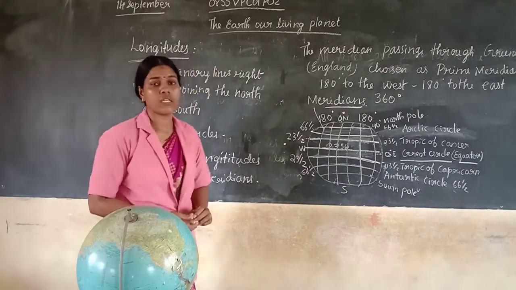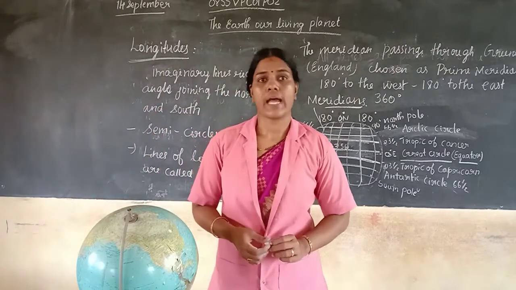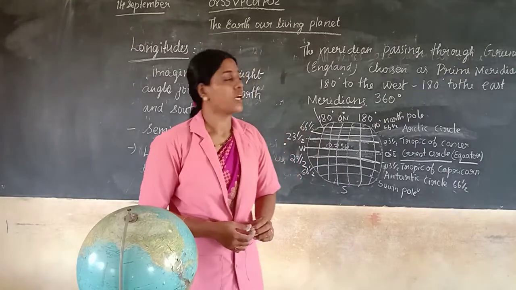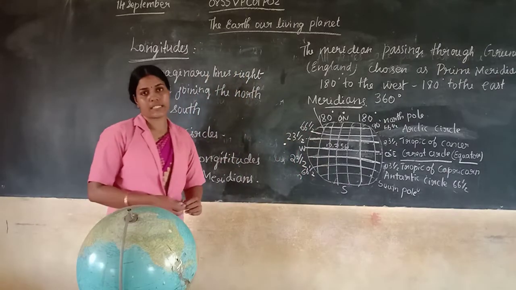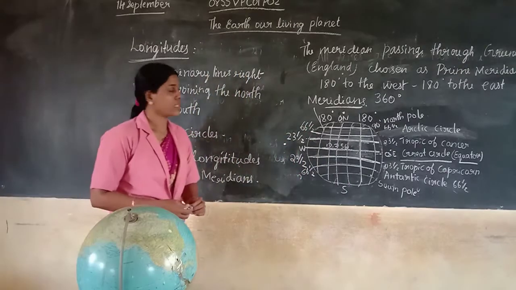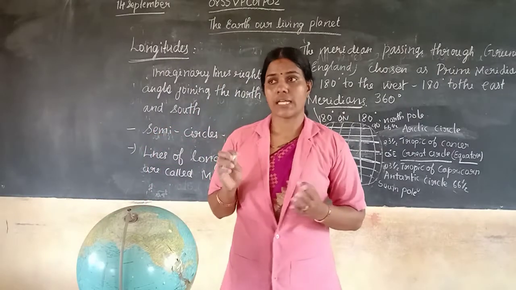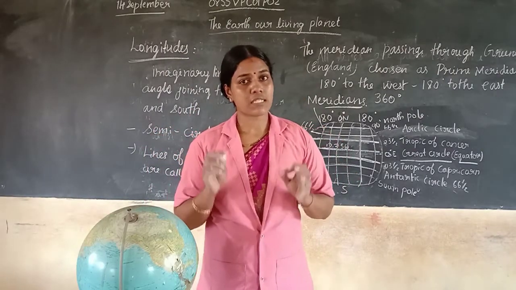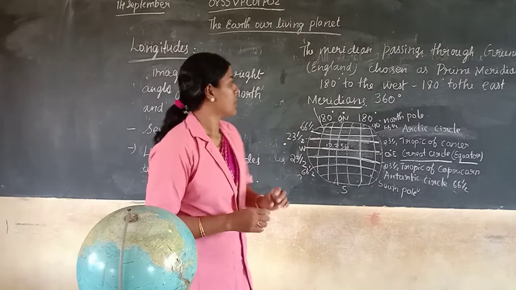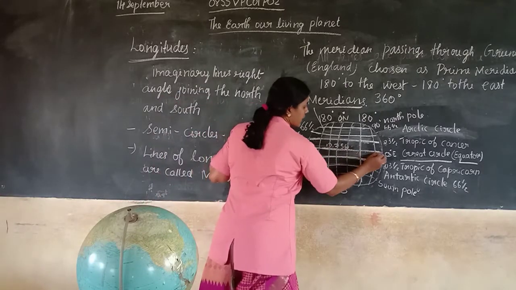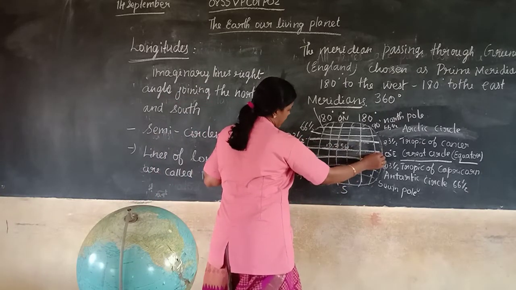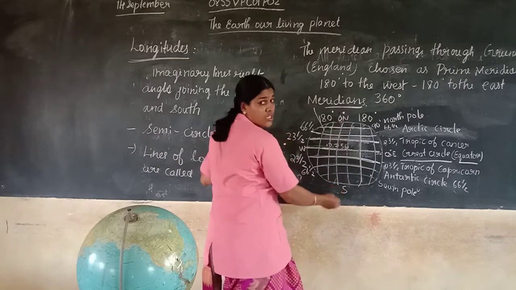So we have learnt longitudes and latitudes. Latitudes are imaginary lines drawn from east to west, and longitudes from north to south.